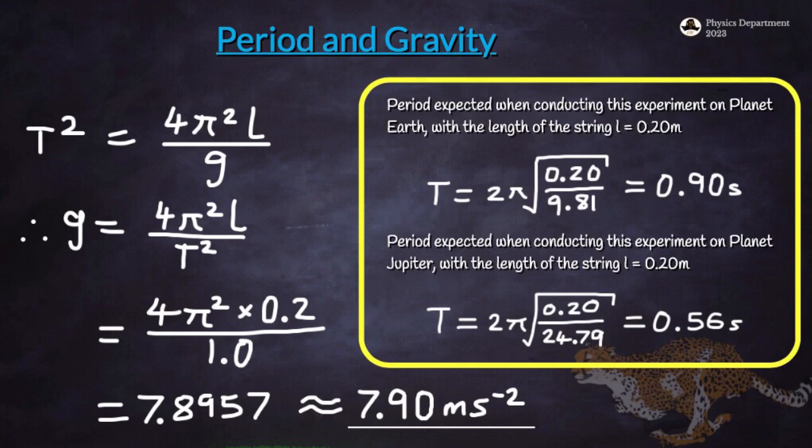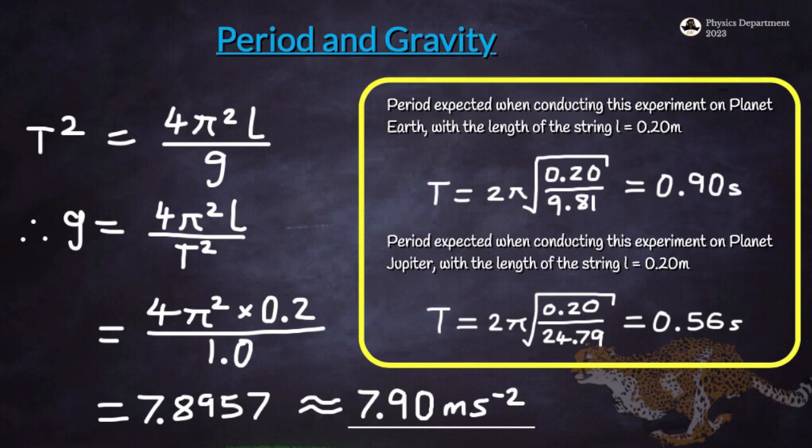So the corresponding t squared for 0.2 meters is 1.0 seconds squared. So we then get our 7.8957 meters per second squared, which is basically 7.90 meters per second squared to 3 significant figures or 2 decimal places, just for accuracy's sake. But we should have put it at 7.9, because if we look in our working, our values are to 1 decimal place, so it should have been 7.9, but 7.90 just for accuracy, because we see even our other values for gravity, like we're going to see with Earth.